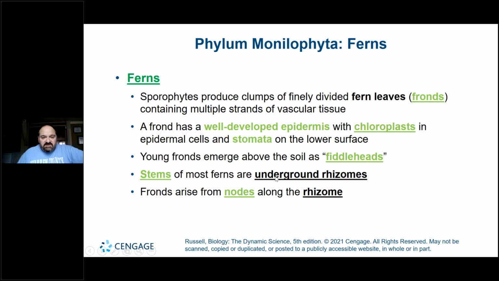And the stems of most ferns are underground rhizomes. Okay, so realizing that, it's very important as far as the structure that's being supportive, and then allowing for the plant, the sporophyte, to really develop. And the nodes are really where those fronds, those leaves, are developing along the rhizome.